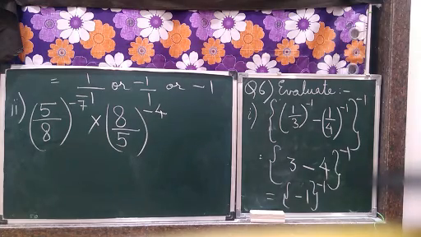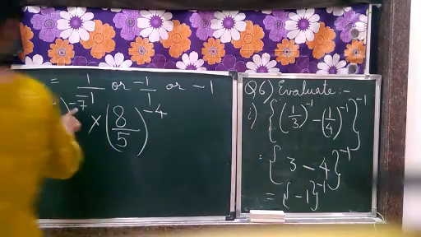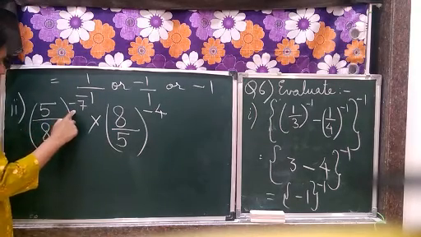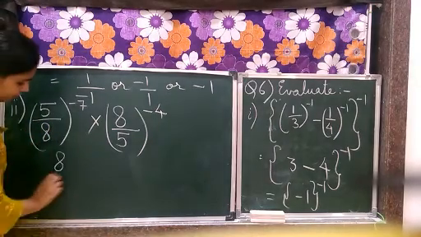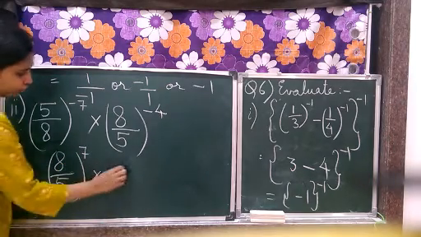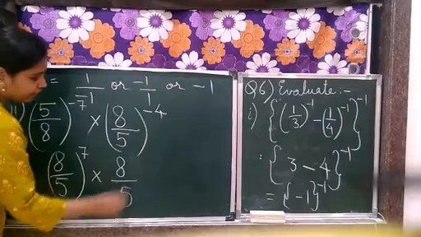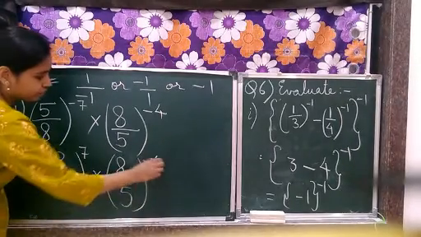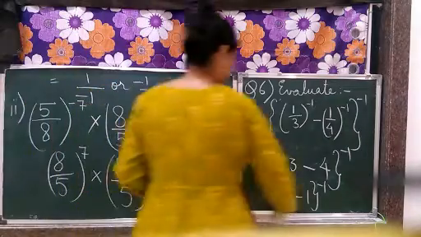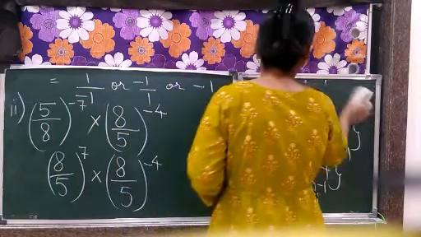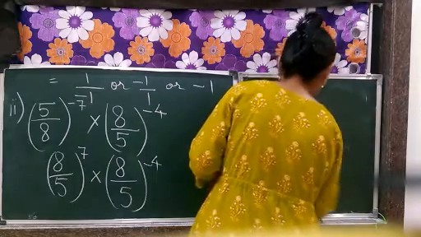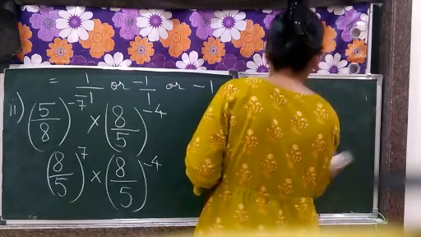Okay. So we are going to remove this negative sign from the exponent. So 5 by 8 becomes 8 by 5 raised to 7 into 8 by 5 raised to minus 4. Now see here, bases are same. So when the bases are same and we are multiplying, then we add the powers, correct?